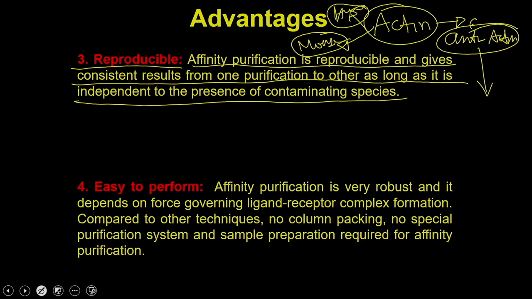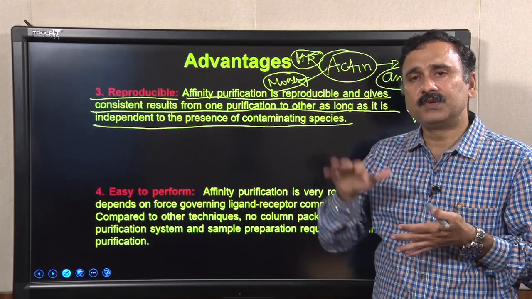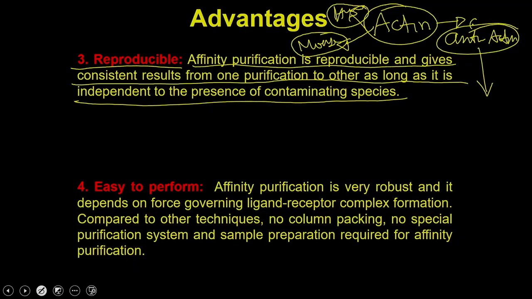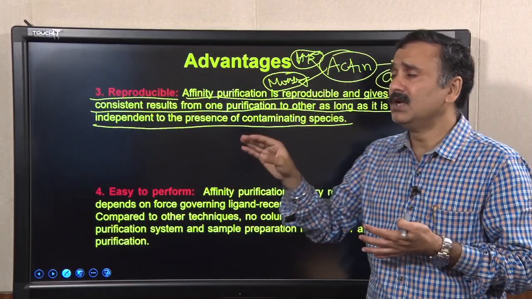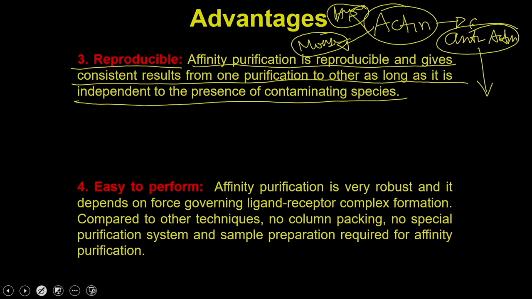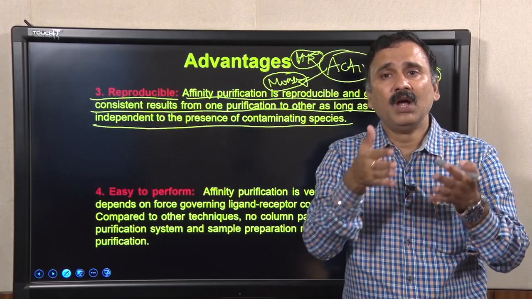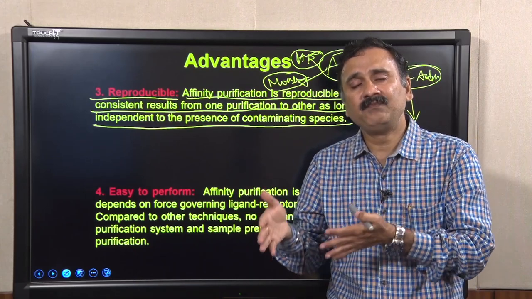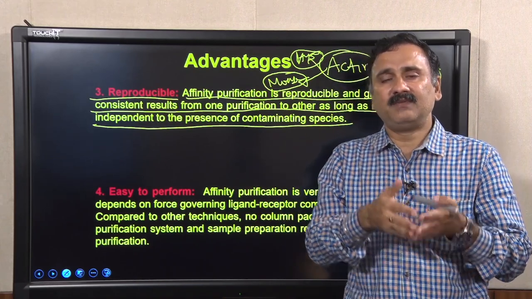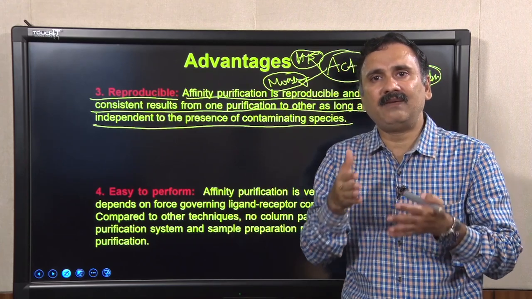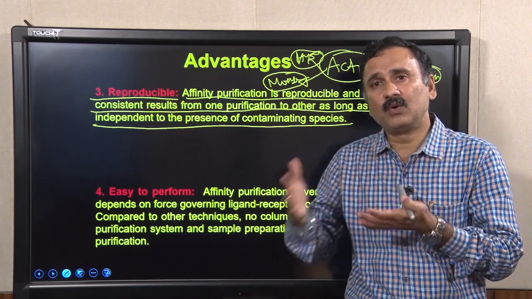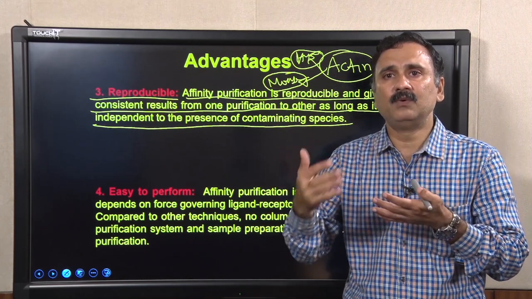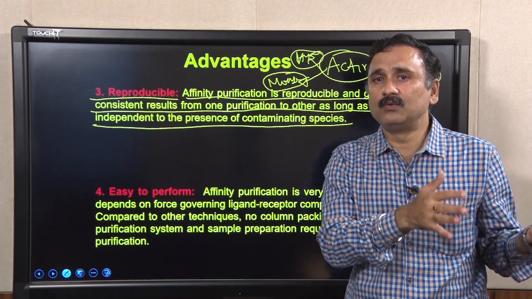Whereas with all other chromatography techniques, suppose I use ion exchange chromatography, then I have to devise a strategy for the purification of actin from the mouse, and I have to devise different strategies to purify actin from the human, because we have to consider the contaminating proteins. We have to consider how many proteins are matching closely with actin. So if you have 10 different proteins which are matching very close to actin in the mouse, you might have to devise a strategy so that you get rid of those proteins.